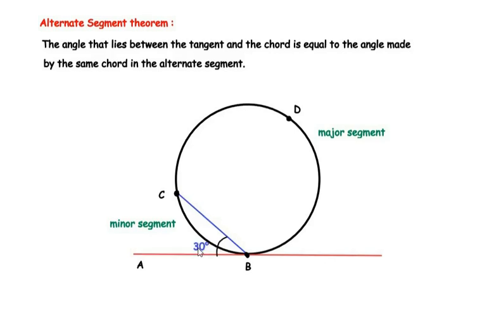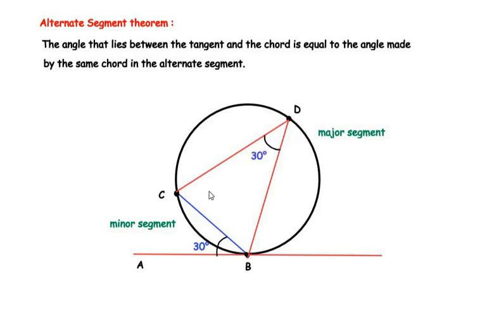So this is just an example. Now let us make an angle using these 2 points on the chord in the major segment at point D. So let us consider these 2 points of the chord and let us say that this chord is making an angle at point D in the major segment. Now according to the given statement, the angle that lies between the tangent and the chord is equal to the angle made by the same chord but in the alternate segment. So here, if this chord is making an angle in the minor segment, the same chord is going to make an angle of 30 degrees in the major segment. So this angle is also going to be 30 degrees.